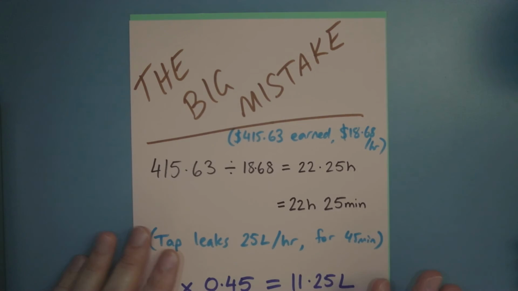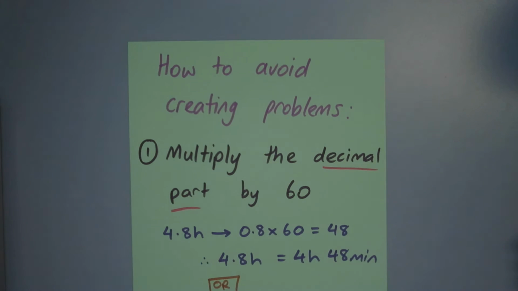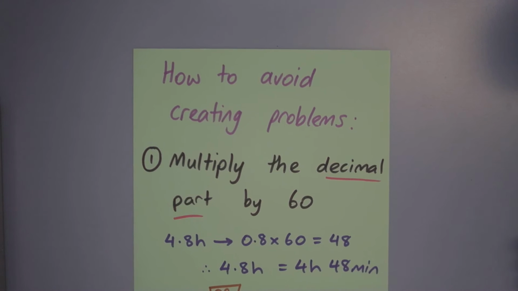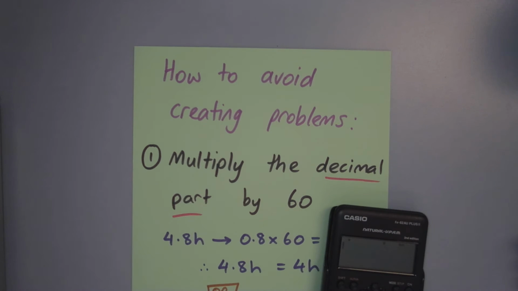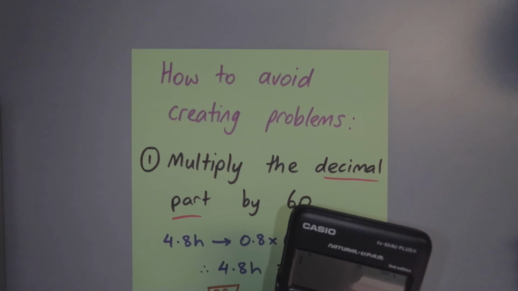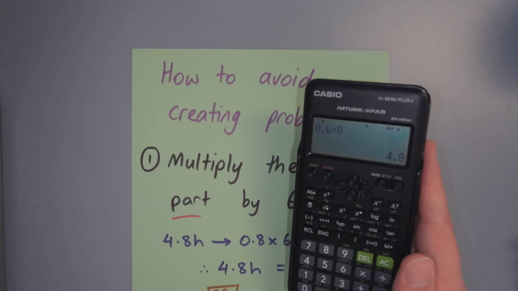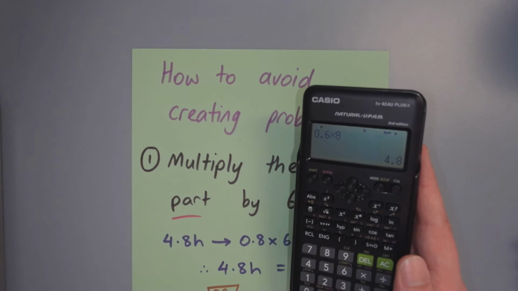So, how can we avoid these issues? There are two main ways that I'd suggest. First of all, we need to know how we can get our calculator to give us a nice tidy thing if we've got a part of our answer. So let's say it was 4.8 hours and that was my answer. Let's do something like 0.6 times 8. Let's say that was the question. So 0.6 times 8 gives me 4.8 as my answer.